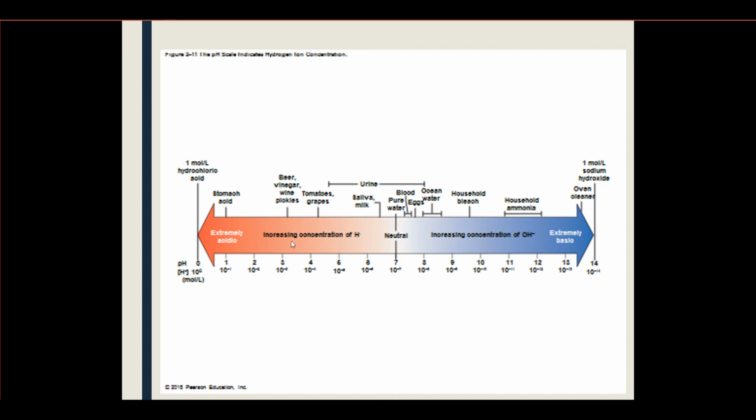They're going to be in this area here. And then a very strong acid would be hydrochloric acid. That would be in the stomach, right? If you poured hydrochloric acid on your skin, you would have a severe burn.